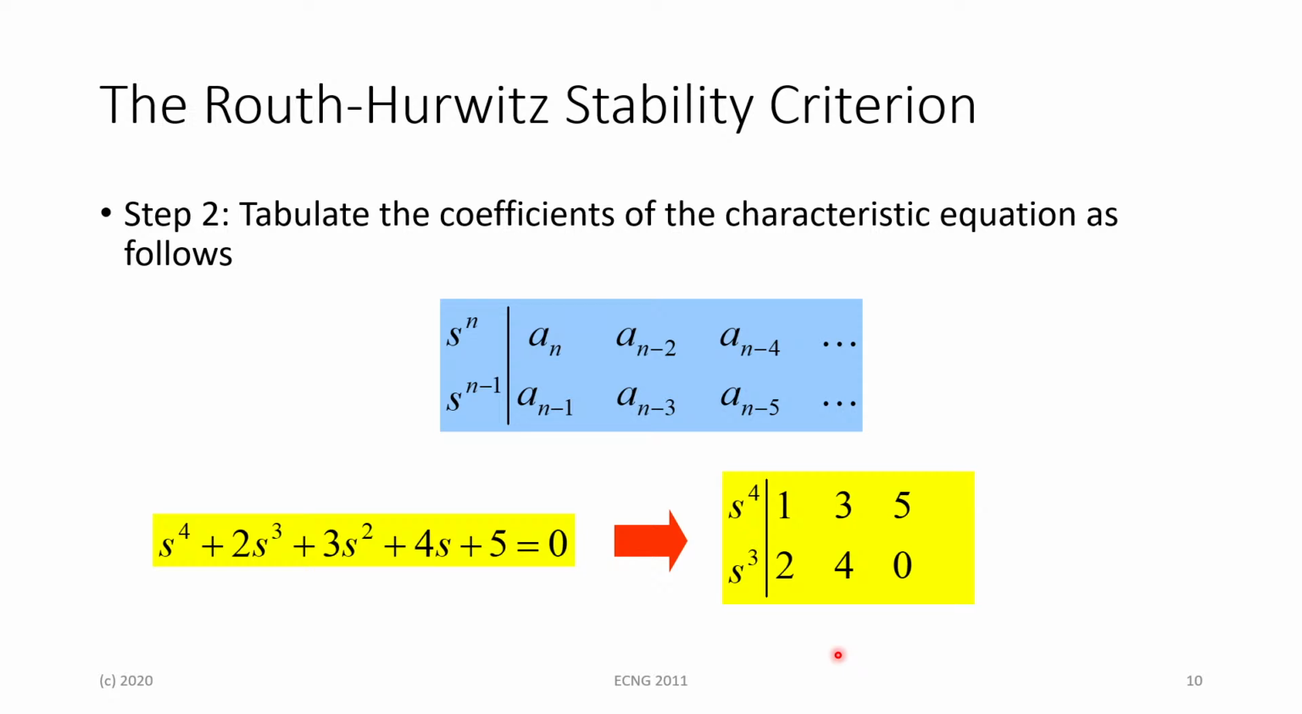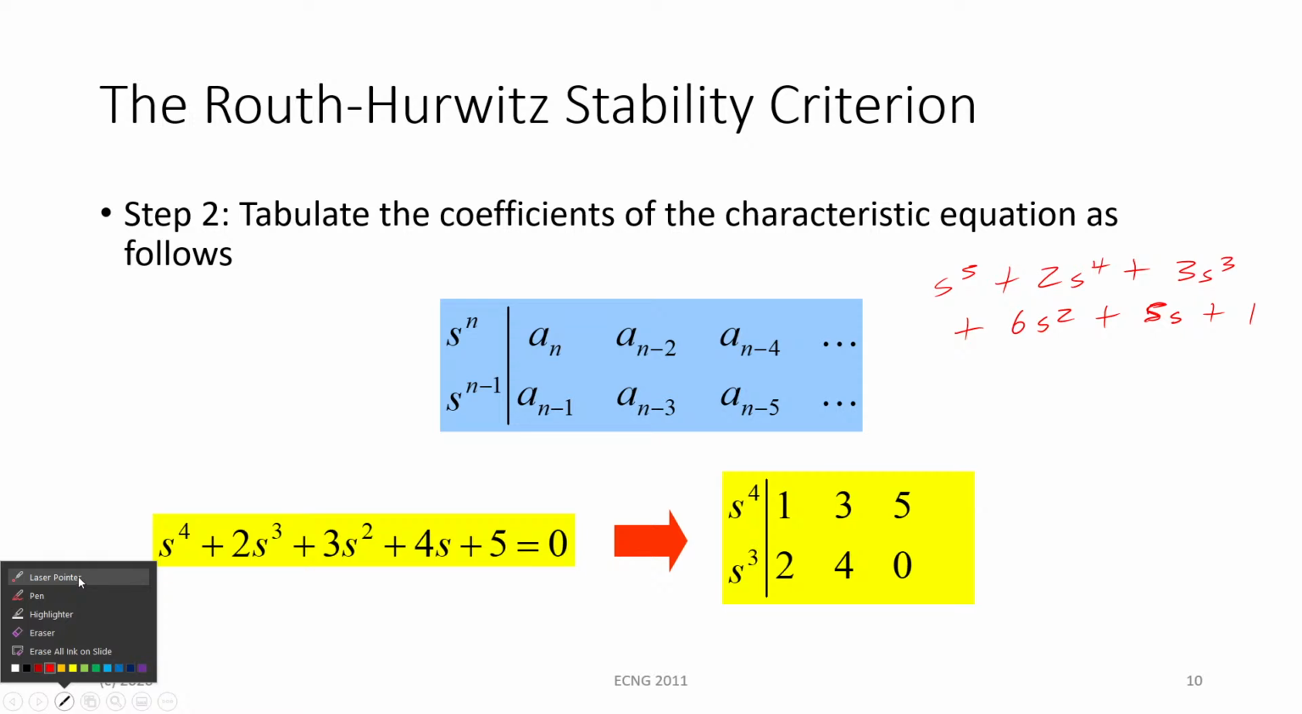To give you another example, let's say we have an example characteristic equation being s to the 5 plus 2s to the 4 plus 3s cubed plus 6s squared plus 5s plus 1. If we had to do our Routh-Hurwitz table for this in particular, we'll start with the highest power of s here.